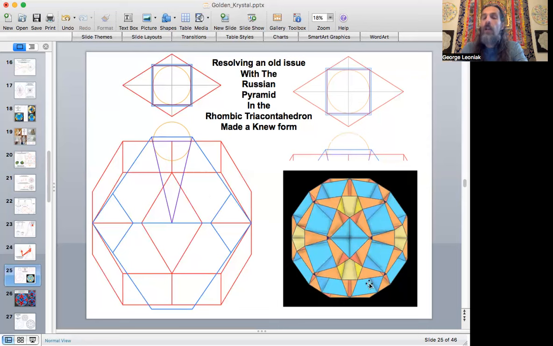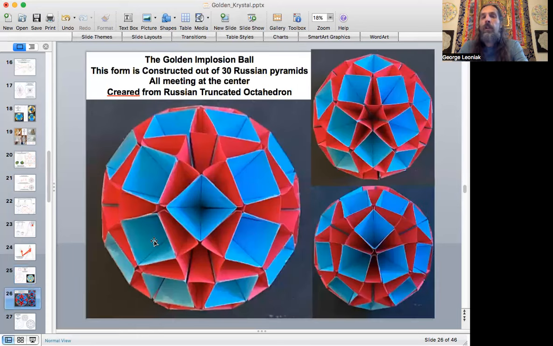So there's going to be 30 squares. That will reconstruct, following icosahedral symmetry, what a form would look like if it had 30 Russian pyramids going into the center. And of course, I had to build the golden implosion ball, because it had been a long mystery for me. And essentially, it's following the icosahedral symmetry. We have 30 of these around, so it's like a rhombic triacontahedron. We're just trimming off a little bit of the point of the triacontahedron, of the dodecahedron, icosahedron crossing.